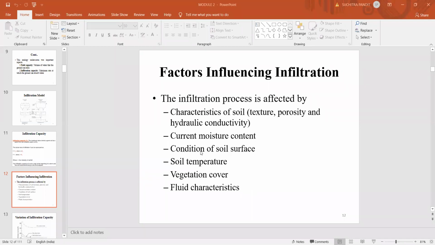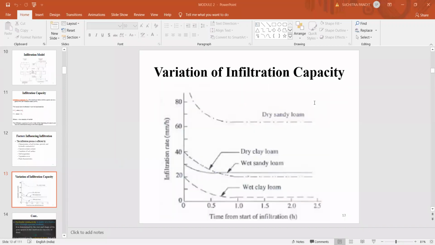And also the condition of the soil surface. What are the conditions of the soil surface? Whether it is pervious or impervious in nature. And also the soil temperature, which plays a very important role. Next is the vegetation cover. If the soil is covered by forest vegetation, obviously the rate of infiltration will be less. And also the fluid characteristics also play a very important role. So these are some of the factors influencing the rate of infiltration.